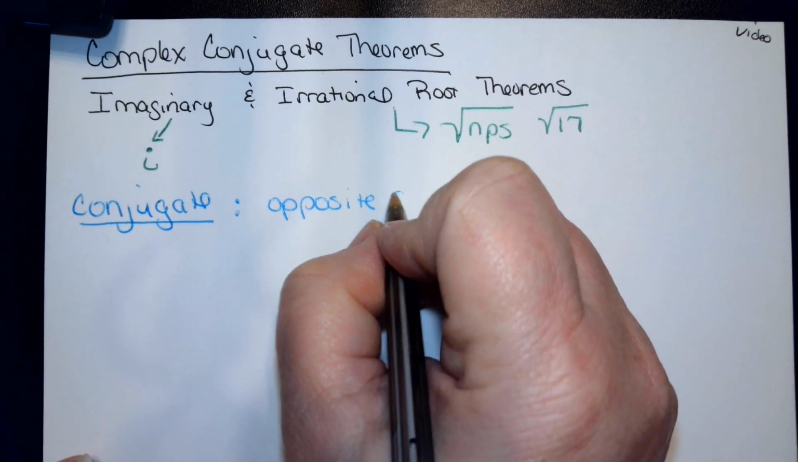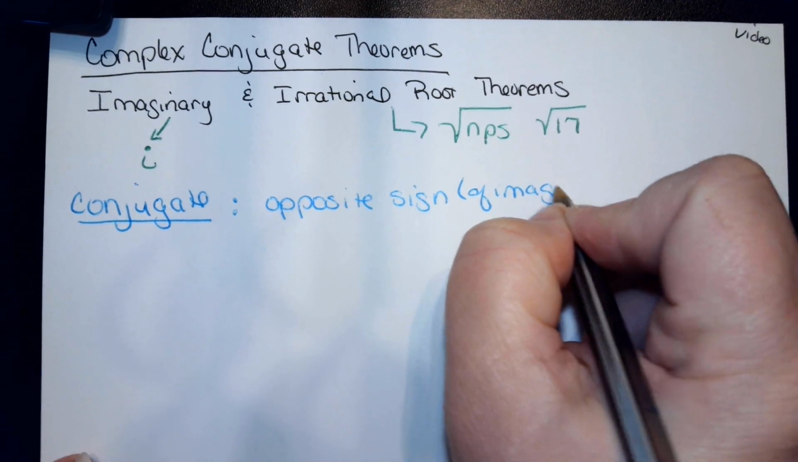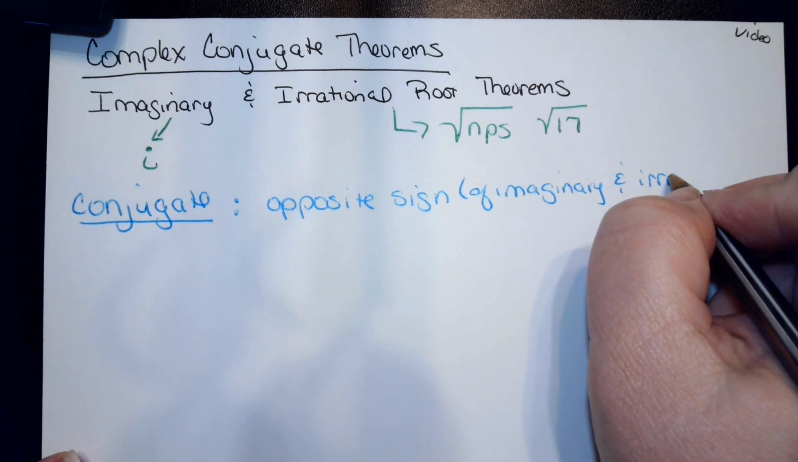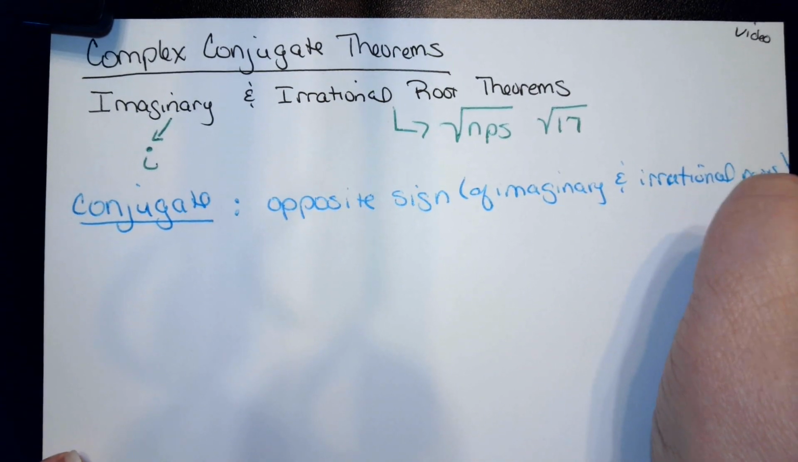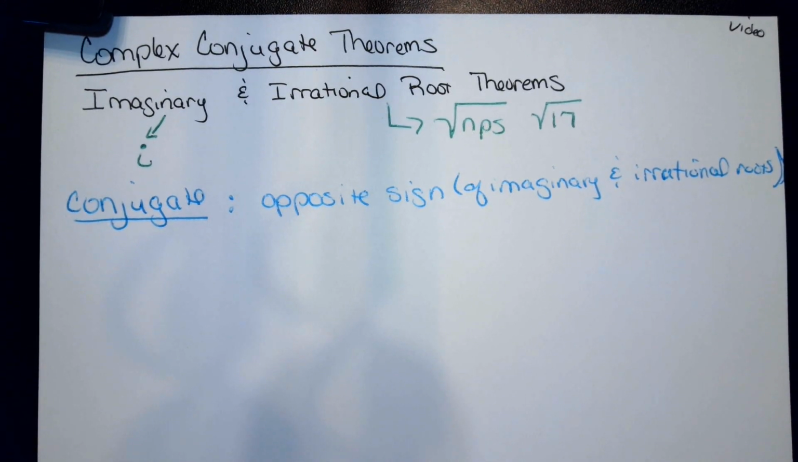A conjugate is basically when you take the opposite sign of imaginary and irrational roots. Now we'll do an example like this in just a second so it gives you a little bit better understanding.